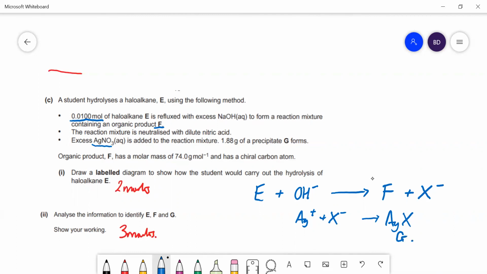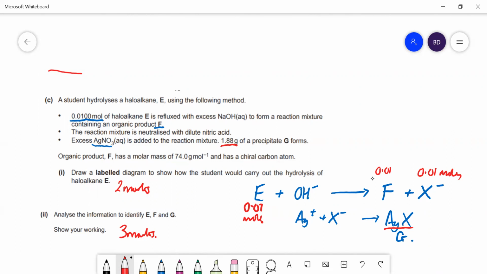Now if we look at this equation here, they tell us we've got 0.01 mole of E, so that is going to give us 0.01 mole of F, and importantly 0.01 mole of AgX. That should enable us to identify which halogen is in AgX, because we've got the mass of it, 1.88.